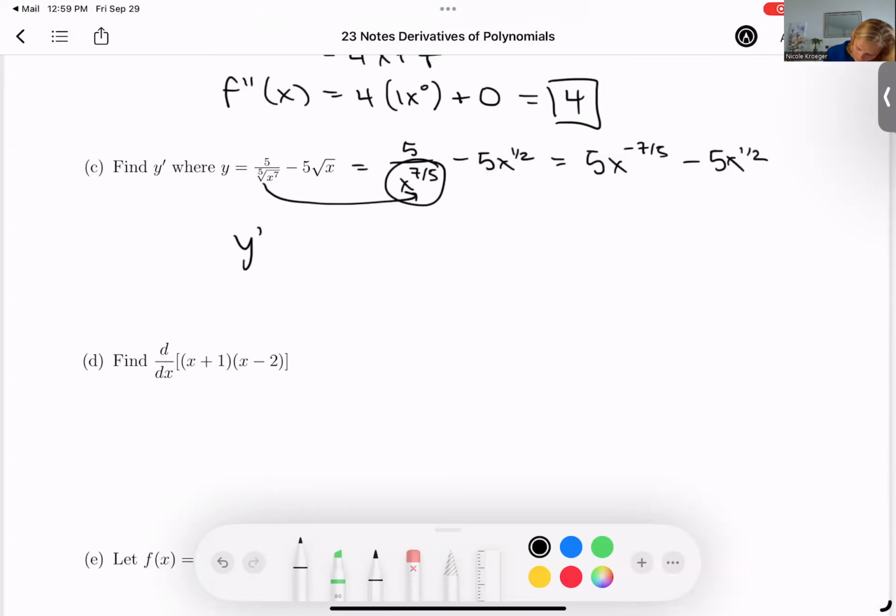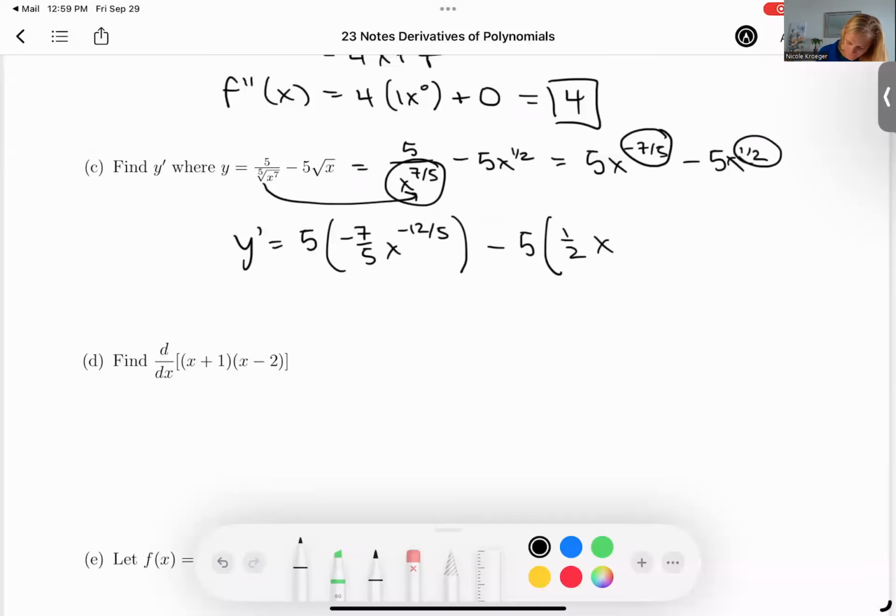When I take the derivative, I'm going to get 5 times negative 7/5 x. I have to subtract 1 from this. So what's that going to give me? 7, 8, 9, 10, 11, 12. Okay, negative 12/5. Sorry to do that calculation on my hand. And then I'm going to have minus 5 times, I'll bring the 1/2 down, x. I have to subtract 1 from this. That will give me negative 1/2. Okay. So if we multiply this out, those cancel out. So we're going to have negative 7x to the negative 12/5 minus 5/2 x to the negative 1/2.